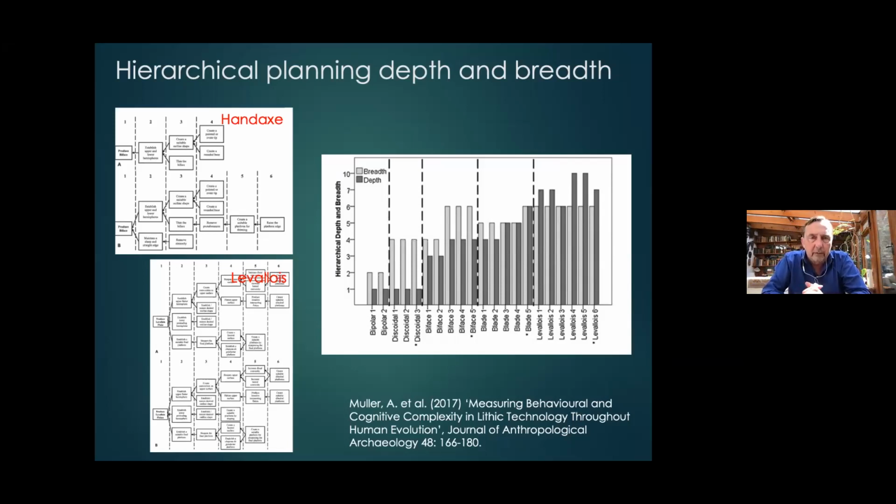So if you just look at the graph, scale, depth, you can see that different tools, simple bipolar or discoidal versus much more complex things with Levallois, call on different amounts of depth. So early on, it's the expansion of the breadth that matters. You can see that with the discoid. And later on, it's the depth, so the number of planning steps. So again, we can get a more sophisticated approach to this.